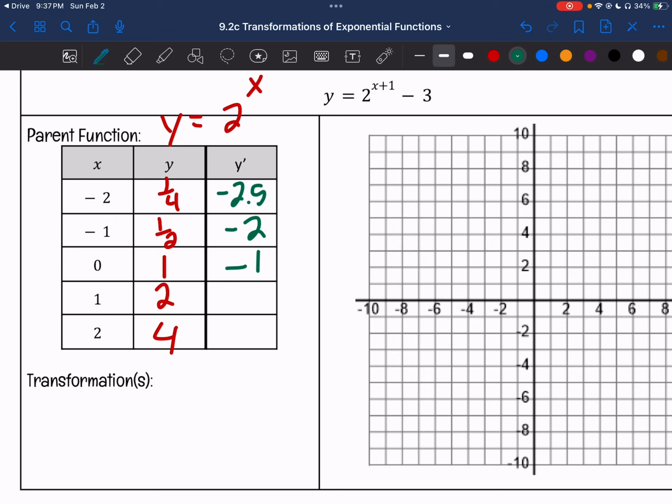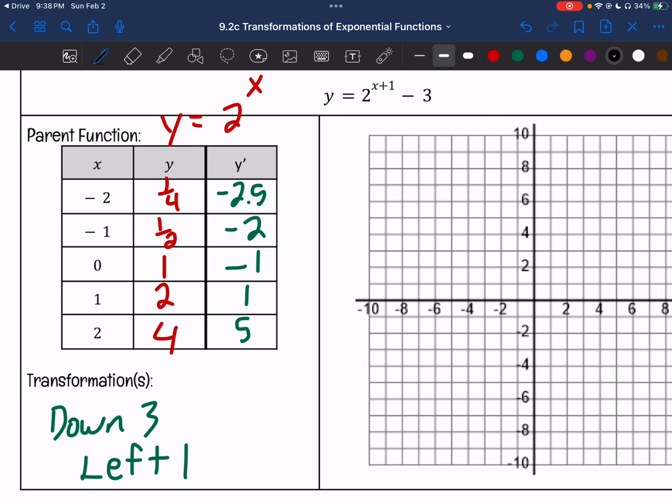Next up, we have x of 1. So 1 plus 1 is 2. 2 squared is 4. Minus 3 is 1. And we have 2 plus 1 is 3. 2 to the third power is 8. Minus 3 is 5. So what's happening? We're transforming. We're going down 3, and we're going left 1.